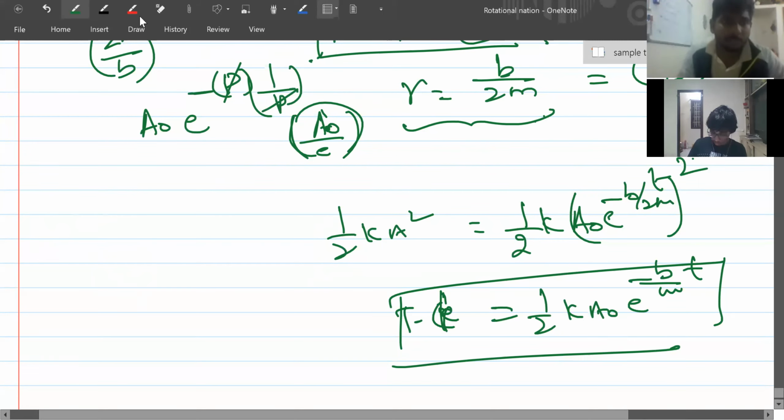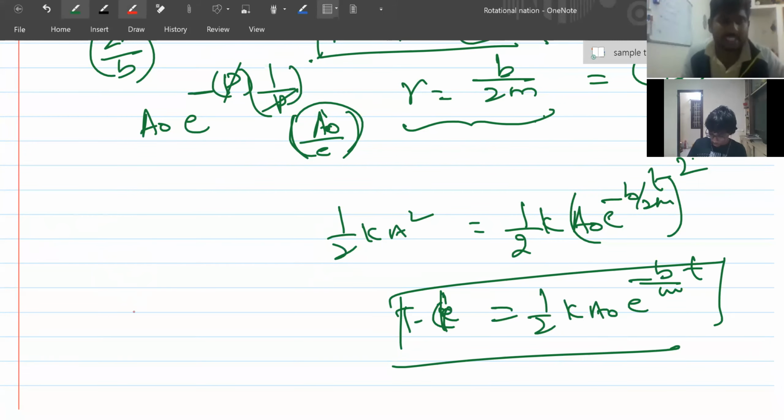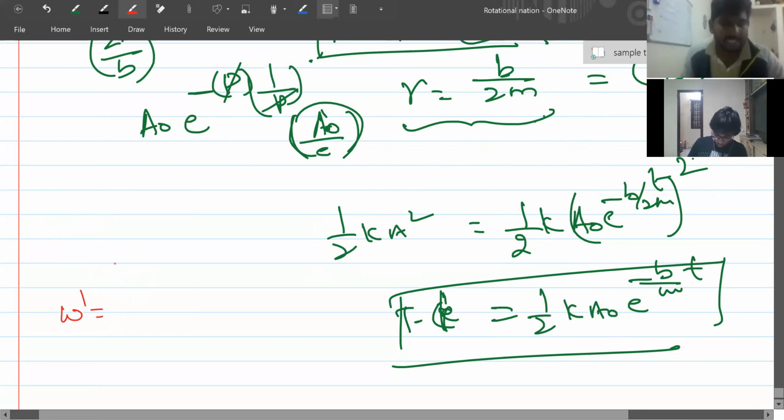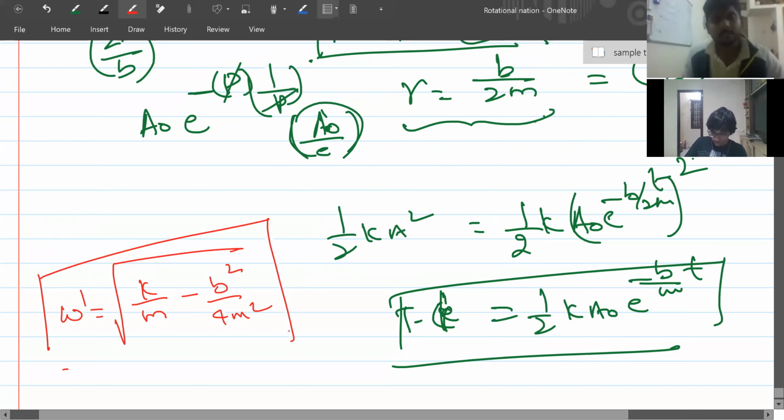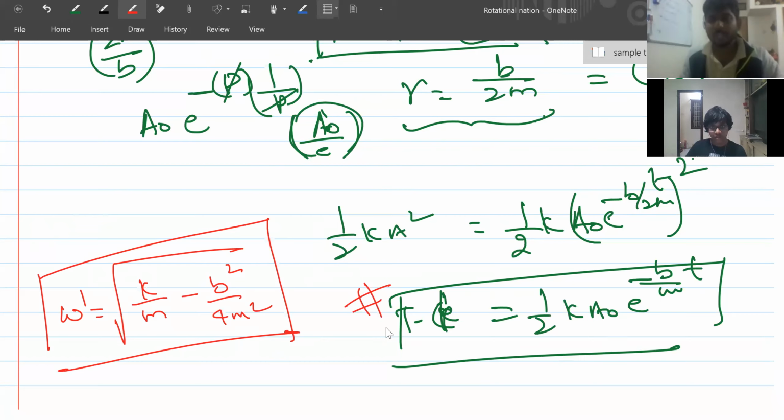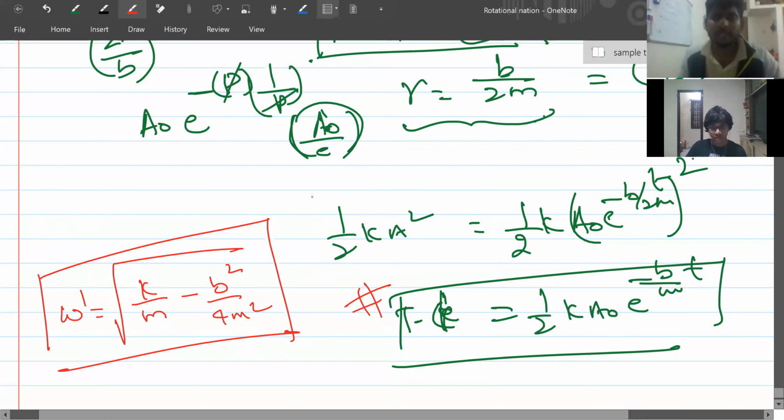Now here is another important formula, right? Omega dash is equal to square root of k by m minus b square by 4m square. You remember these formulas. These are the formulas that you need for writing damping. Mostly these formulas might be given in your material also.